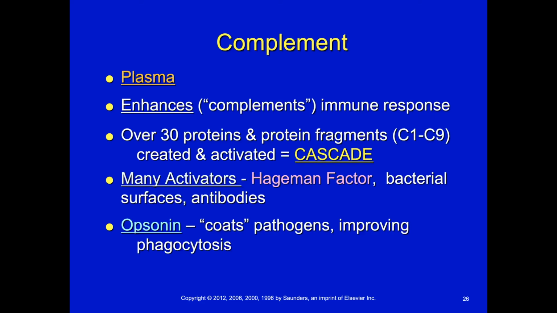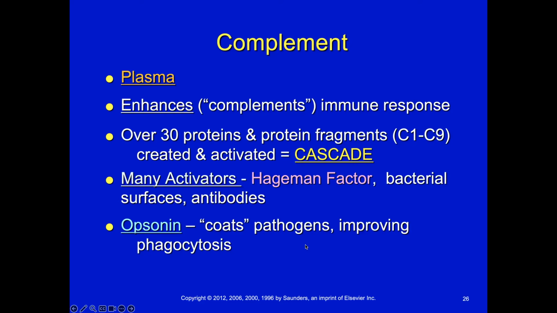So complement proteins are found in the plasma. They're called complement because they enhance the immune response. There are over 30 proteins and protein fragments involved, and they are numbered from C1 to C9, and then as the enzymes get activated, they'll become C1a and b, or C3a and b. Basically, what you're dealing with is a cascade.